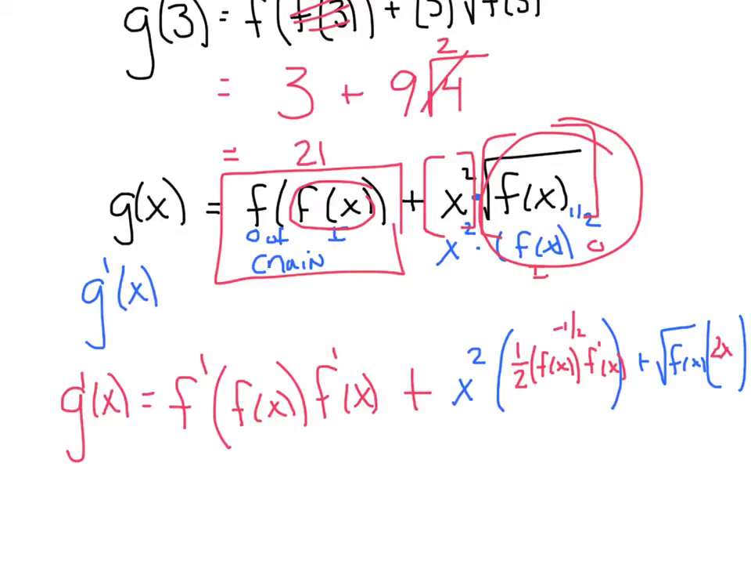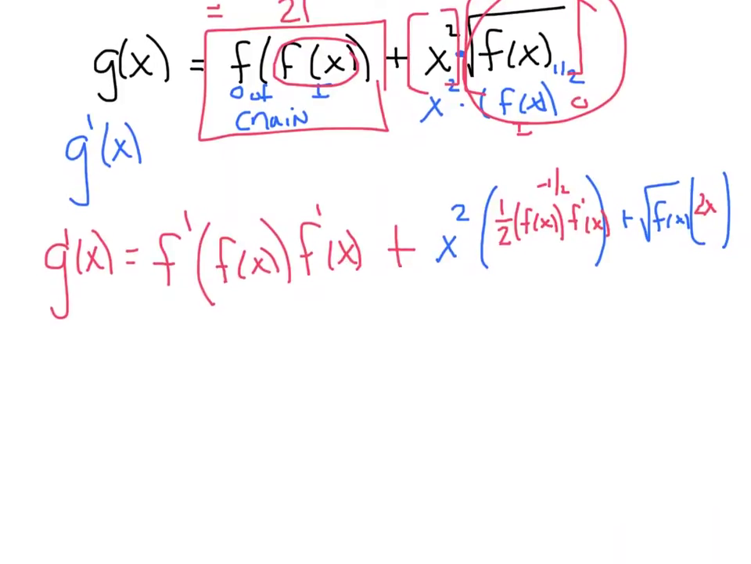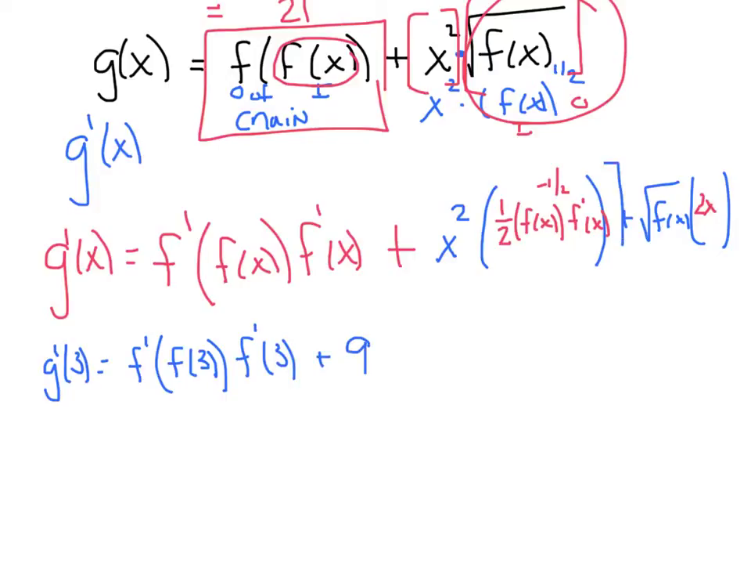All right, now I'm allowed to evaluate this problem, and I think we were finding, what was it, when x equals 3. So I'm going to say g prime of 3 equals f prime of f of 3 times f prime of 3 plus 3 squared is 9. And notice I'm going to rewrite this term as I plug it in.